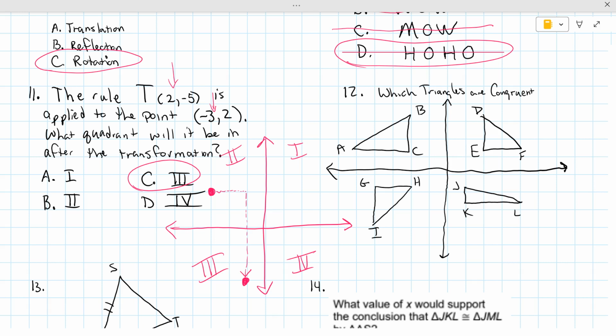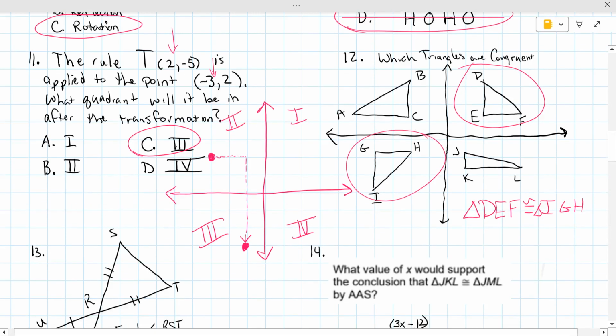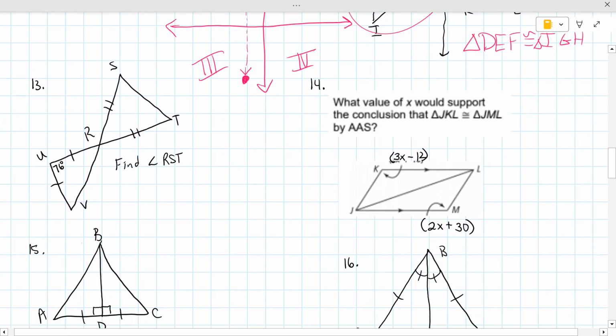Number 12. Which two triangles are congruent? This one and this one. So DEF is congruent to, and don't say GHI, because that would be the wrong answer. IGH or HGI. G has to be in the middle, because G corresponds with E, because those are the right angles. Okay? So those would be the two that are congruent.